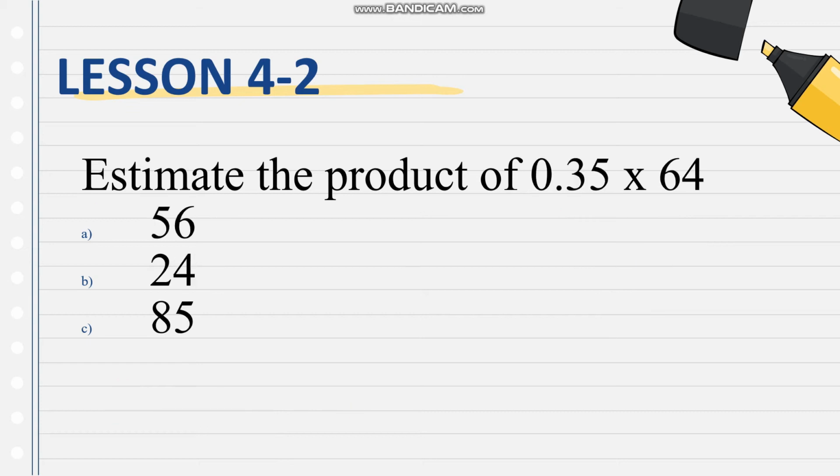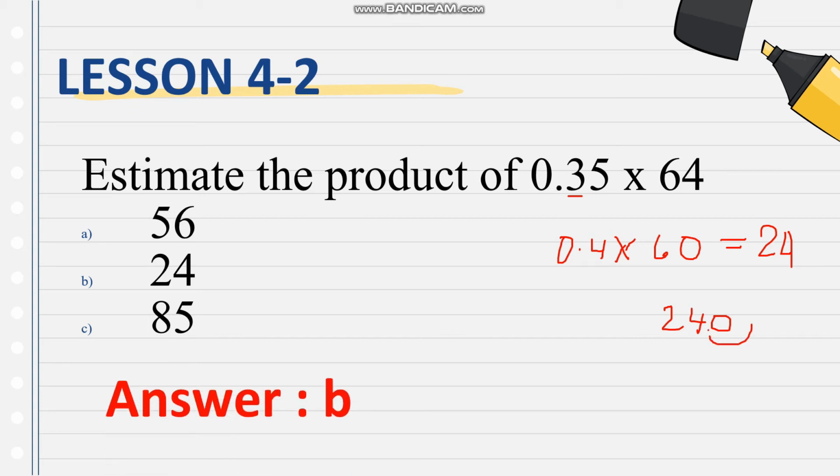Next, estimate the product of 0.35 multiplied by 64. So, if I'm going to estimate this to the nearest tenths, this becomes 0.4. Then 64 becomes 60. So 60 multiplied by 0.4, that is equivalent to 24. Because 6 times 4 is 24. Then you have 1 0. Then you have 1 decimal. Move 1. So the answer is 24.0 or 24. And that is letter B.